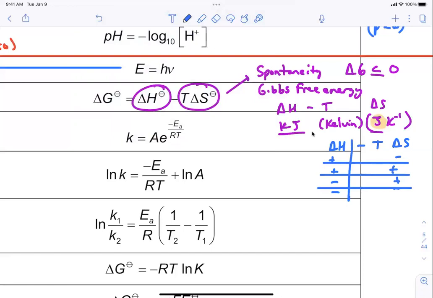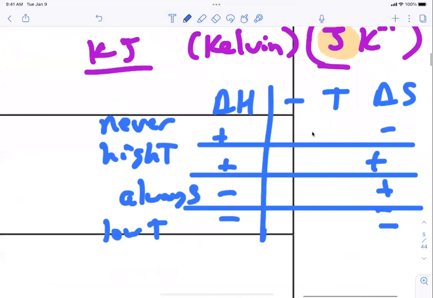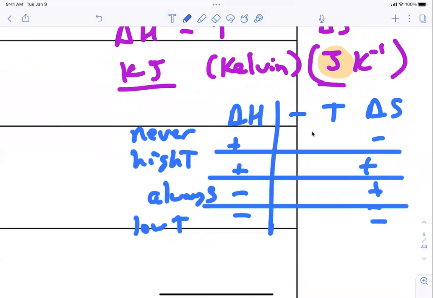And so if it's positive and negative, then that's a positive minus a negative, which is a positive, so this is never spontaneous. If it's a negative minus a positive, that's always spontaneous. Now if it's a negative and a negative, then you want low temperature here because you want T delta S to be as small as possible because it's hurting you. Over here, you want high temperature because in the second row, entropy is actually helping you, so you want that term to be as big as possible so you get a negative number.